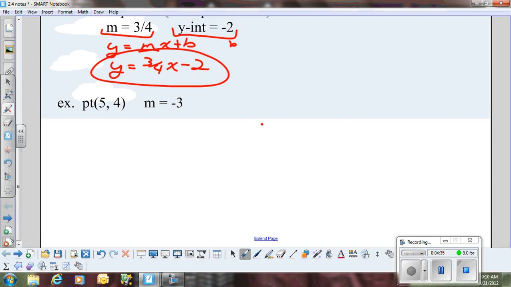Now, we're going to use point-slope form, because if I know a point on the line and I know what the slope of my line is, then I use point-slope form. So the first thing I want you to do is write down the formula for that.